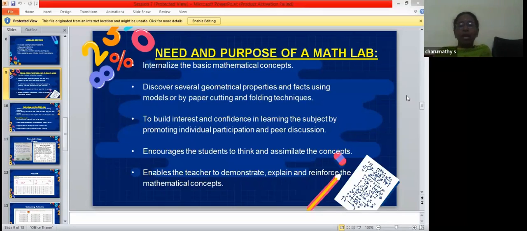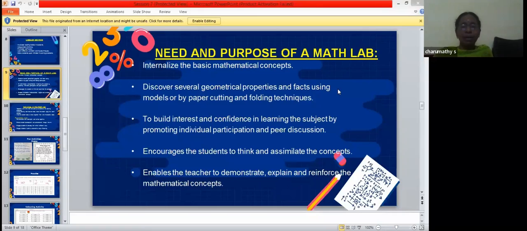So if you allow the children to do all these things in the classroom, it will definitely become a messy classroom. At the end of the period, no other teacher would like to enter the classroom because the class will be littered with papers and whatnot, models and this and that.